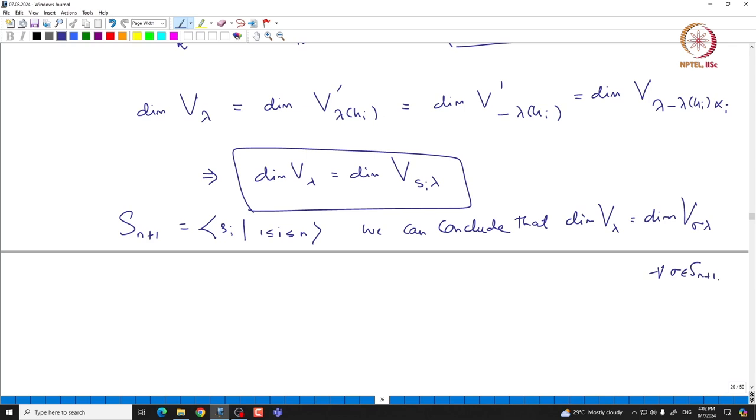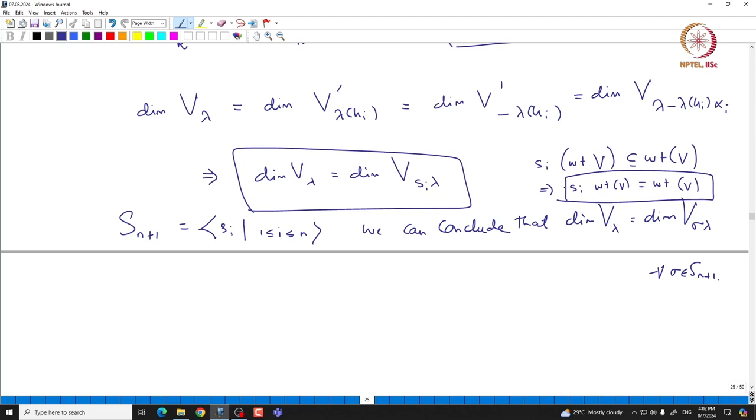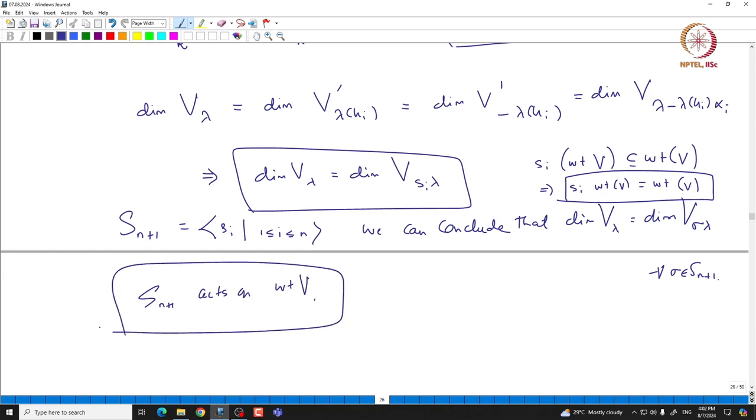So this indeed proves that we have s_i of weight of V is a subset of weight of V, and since s_i is invertible, you can easily see that, weight of V being a finite set, this s_i of weight of V must be the same as weight of V. So that is why we have this action of S_{n+1} on this set of weights. So S_{n+1} acts on this set of weights. That is very clear, and it also preserves the multiplicity. This is a very important observation that we have made using SL2 theory.